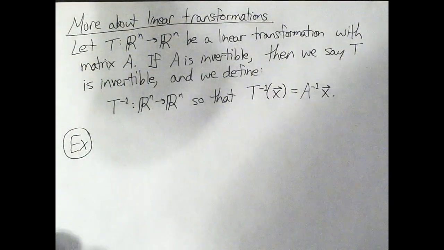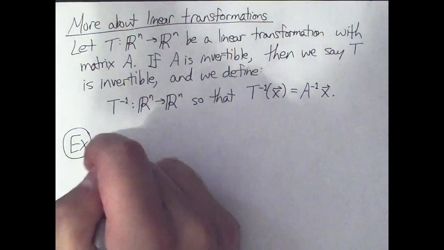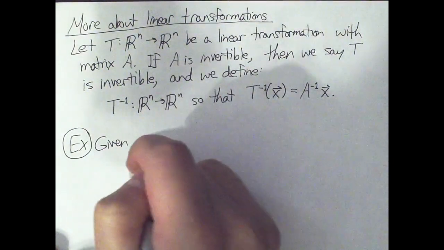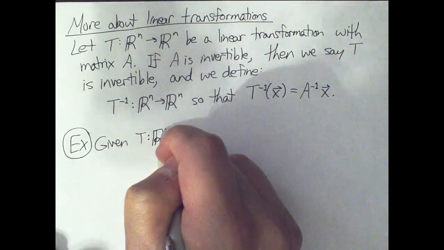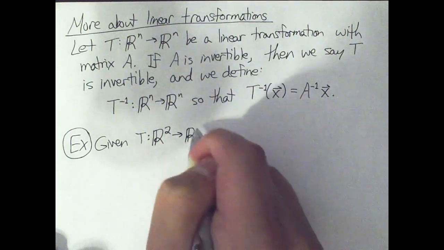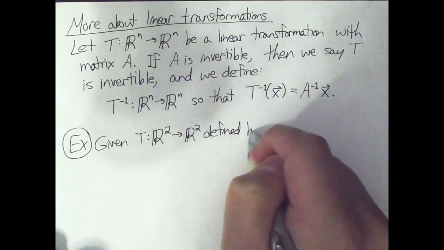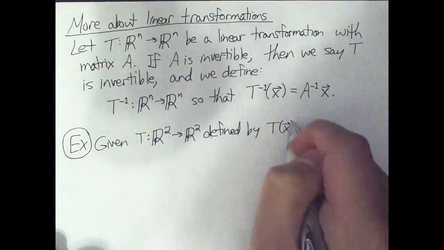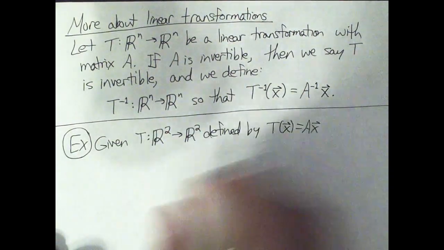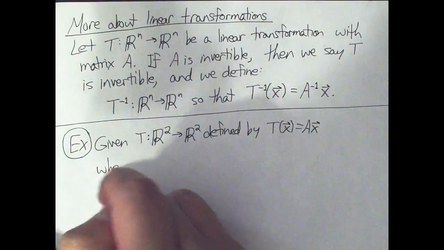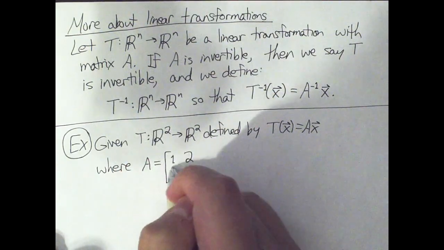I've been doing all the talking and problem solving today, so I'm going to write a problem and then ask you to try it. There's going to be 3 parts, so wait until I have written all of them. But let's say you're given T from R2 to R2, and it's defined by T of x equals Ax, where A is given to you as the matrix 1, 2, 3, 4.